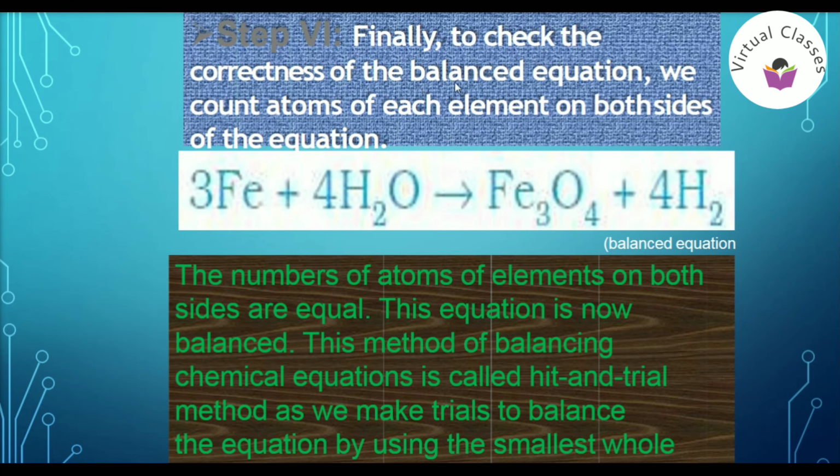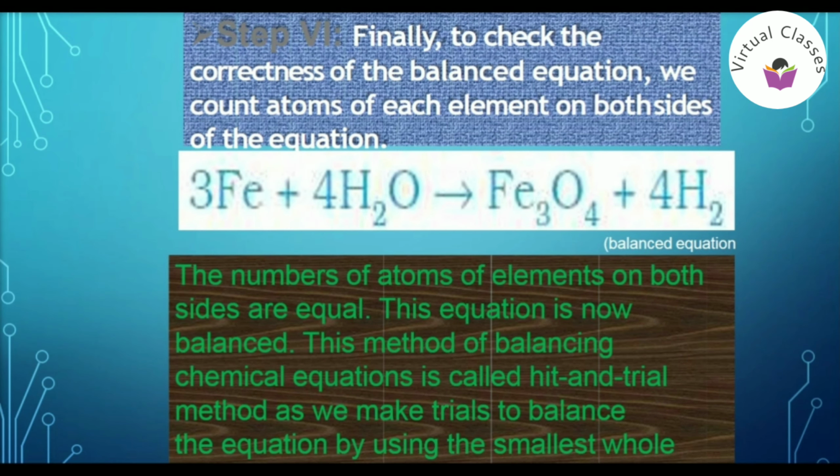Now finally, to check the correctness of the balanced chemical equation, we count the number of atoms of each element on both the sides. 3Fe plus 4H2O gives Fe3O4 plus 4H2. So there are 3 Fe atoms both on the reactants as well as the product side. 8 atoms of hydrogen on the reactants as well as the product side. In the same way, 4 oxygen atoms on the reactant as well as the product side.